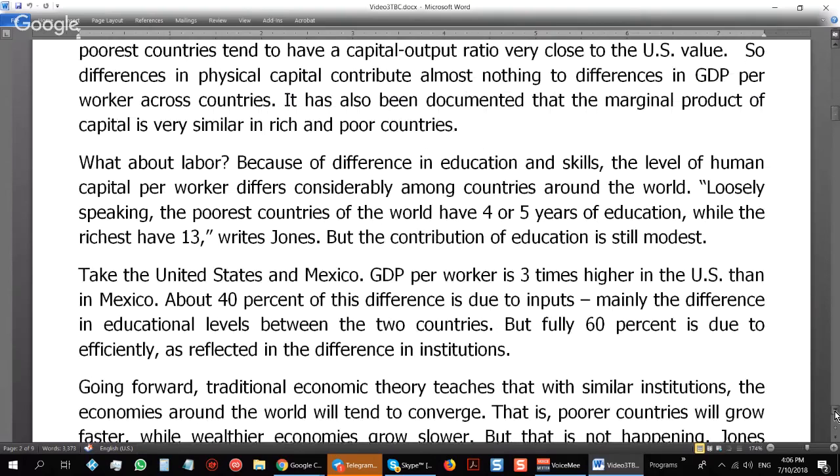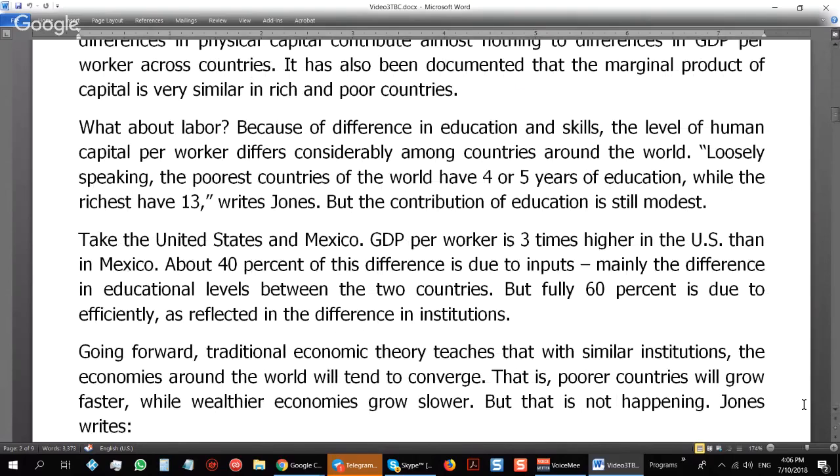What about labor? Because of differences in education and skills, the level of human capital per worker differs considerably among countries around the world. Loosely speaking, the poorest countries of the world have 4 to 5 years of education, while the richest have 13, right, Jones? But the contribution of education is still modest.